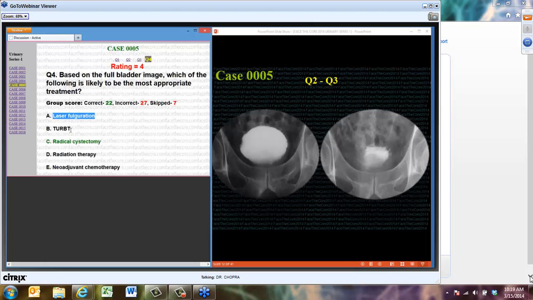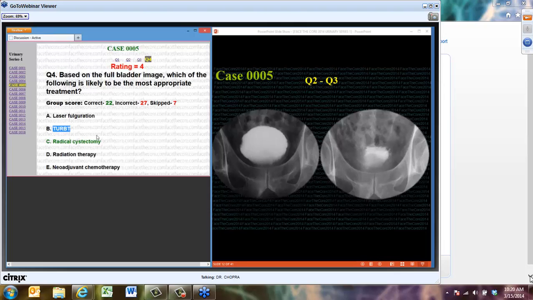TURBT is the transurethral resection of the bladder tumor, which is done in almost all cases. And then from that TURBT, people look at whether there is any invasion of the urinary bladder wall muscle or not. The most important thing is, is this a muscle invasive tumor or not? If it is a muscle invasive tumor, the patient needs radical cystectomy.